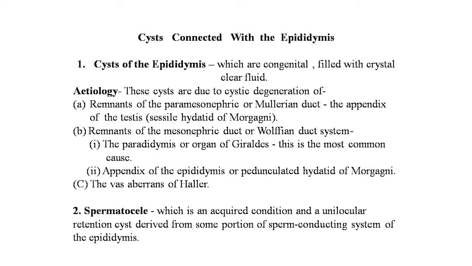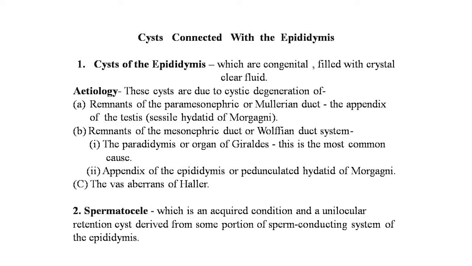Cyst which may occur in connection with epididymis can be divided into two broad groups. First, cyst of the epididymis, which are congenital and usually derived from an embryonic remnant around the epididymis and is filled with crystal clear fluid, which are usually multilocular cysts.